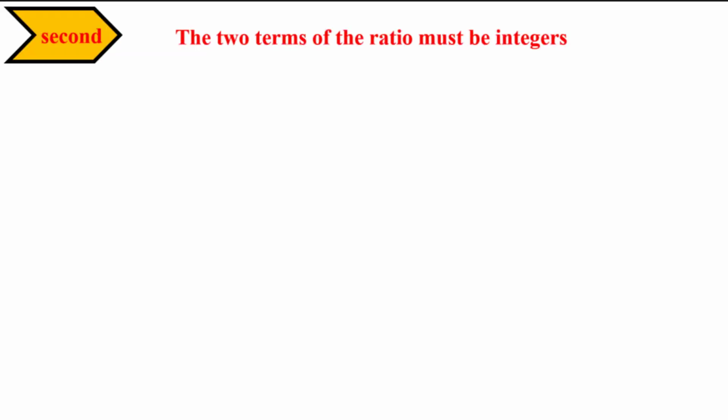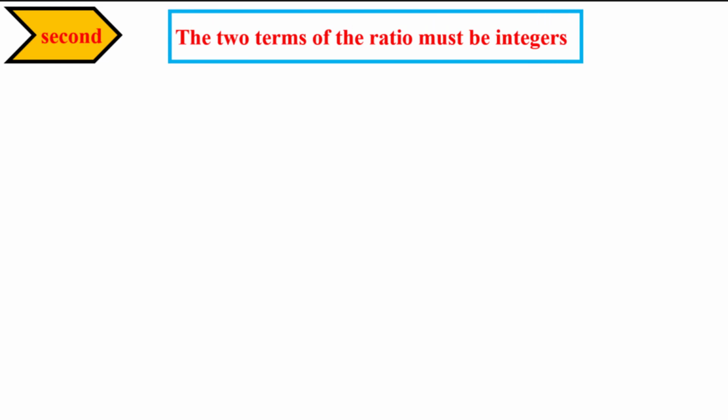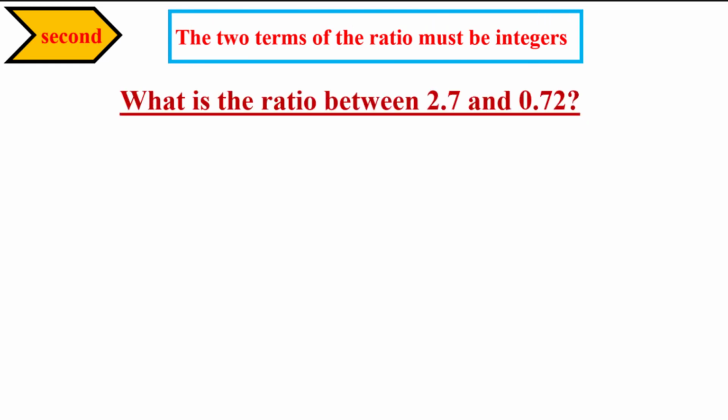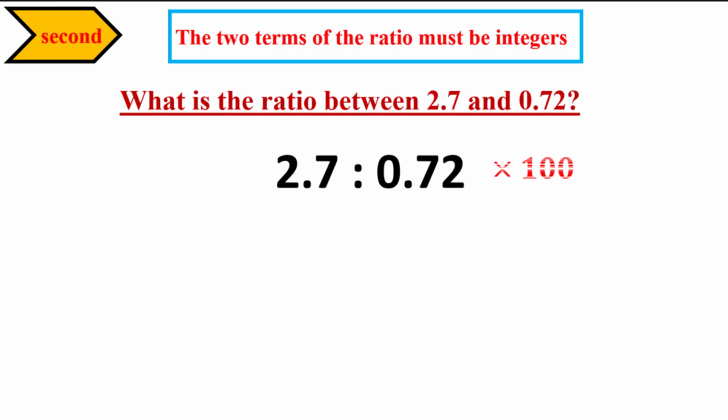Second property, the two terms of the ratio must be integers. He said, what is the ratio between 2.7 and 0.72? To find the ratio between two decimals, the first step is to get rid of the decimal point. How? By multiplying by 10, 100, or 1000. To get rid of the decimal point in 2.7, just multiply by 10. Here, multiplying by 100, so I will multiply the two terms of the ratio by 100.